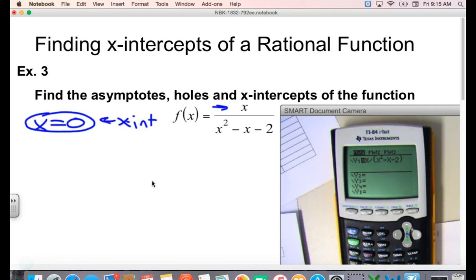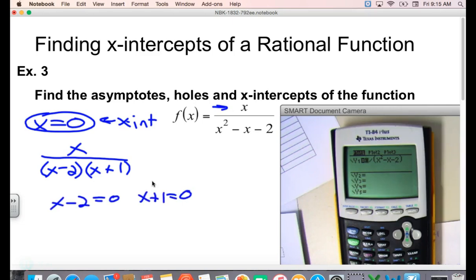Now let's go through the process of finding the asymptotes and the holes. We factor the top and bottom. The top's already factored. The bottom we would factor into x and 2 and x and 1, with a minus on the bigger number, the 2, and a plus on the small one. Our factor up top is x, and our factors on the bottom are x minus 2 and x plus 1. Nothing's going to cancel, so there aren't any holes, but we're going to have asymptotes when we set these equal to 0. So an asymptote at 2 and an asymptote at negative 1.